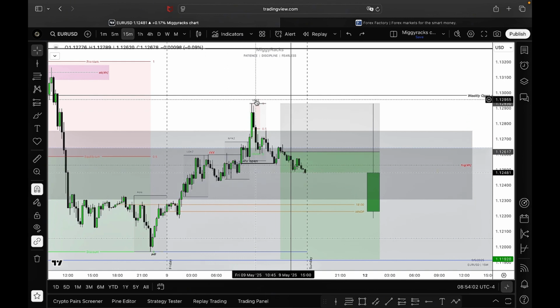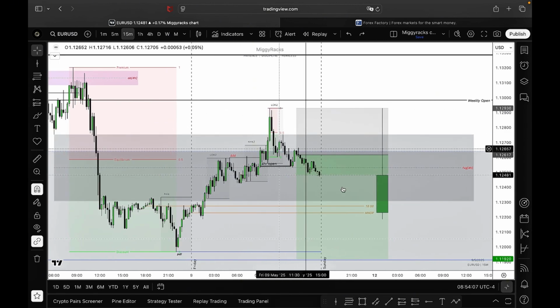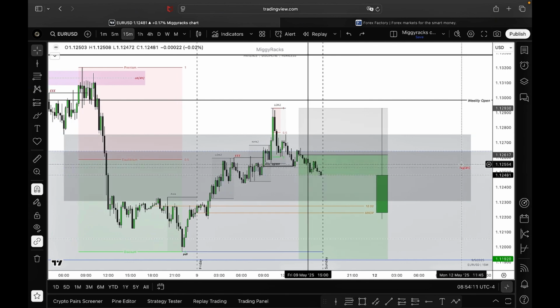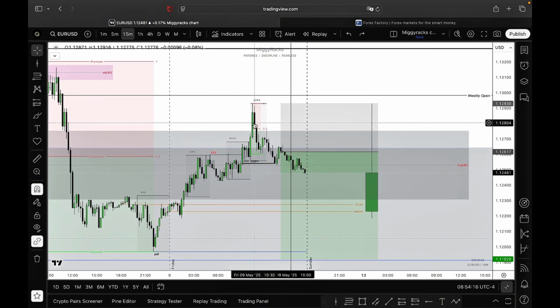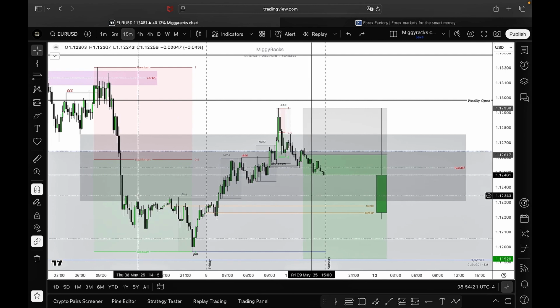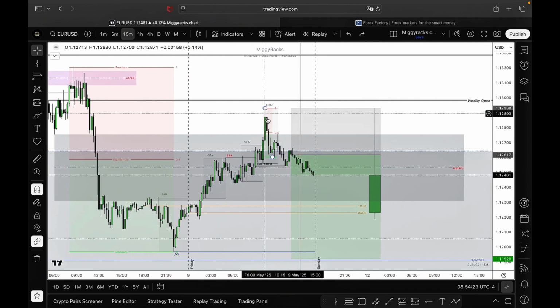Then during the London close, we got a manipulation higher. So price manipulated. It fully closed this 4-hour fair value gap like we saw on the 4-hour time frame. Right now we're on the 15-minute time frame. And after rebalancing that whole gap, we then got a move lower. And then price retraced into this little 15-minute fair value gap here.